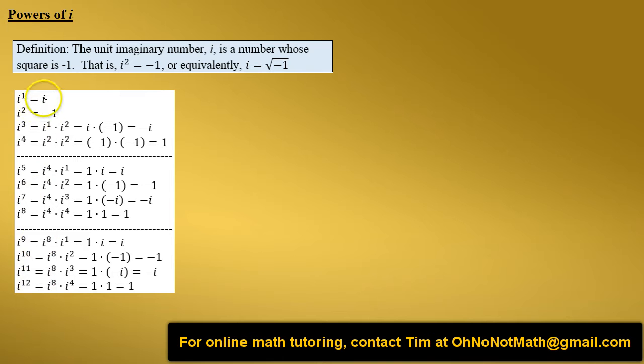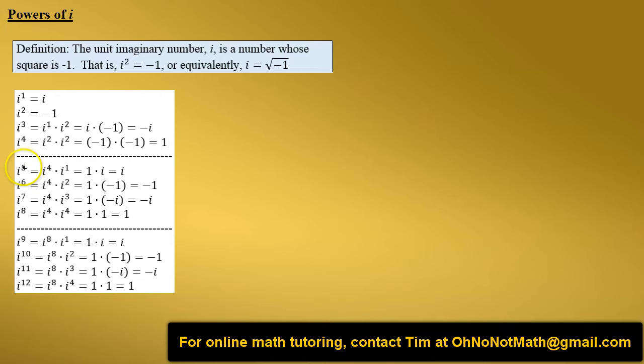i to the first equals i, right? Anything raised to the power of 1 is itself. By definition, i squared equals -1. i cubed just equals i to the first times i squared, which equals i times -1, which equals -i. i to the fourth equals i squared times i squared, which equals -1 times -1, which equals 1. Notice this pattern: i, -1, -i, and 1.